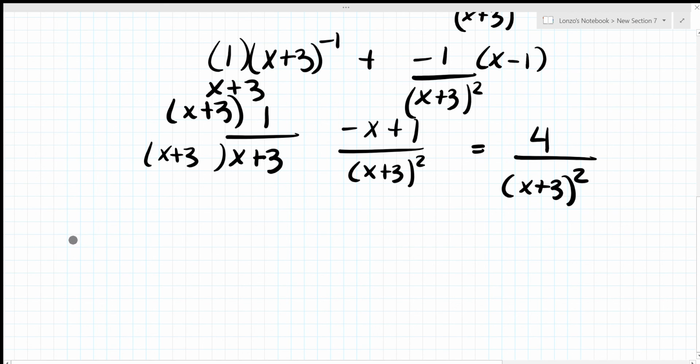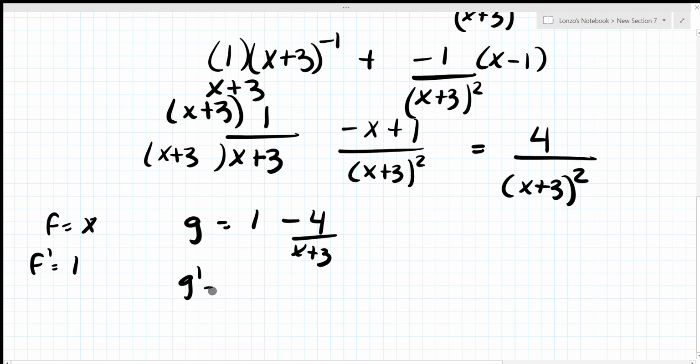So let me rewrite this. Our f is x, and then f prime is 1. G is 1 minus 4 over x plus 3. And g prime is this, because we had to do that, because that was our product rule. So g prime is 4 over x plus 3 squared. Good.